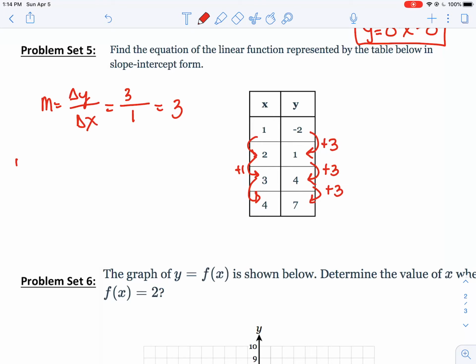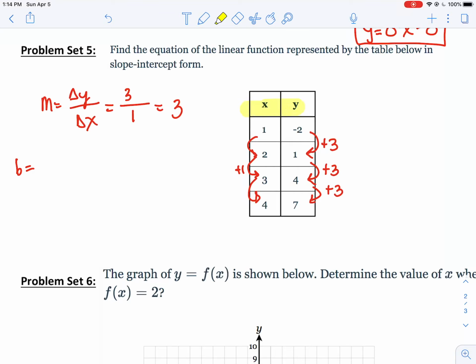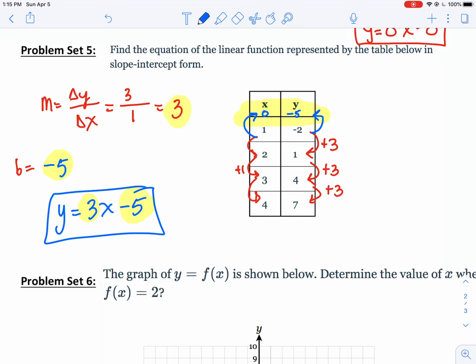Now my beginning value, or my b, is my y value when x is 0. Notice here how I don't have a 0 in my table, but I can go backwards in my pattern and hit 0. So I have to go backwards in my y pattern. So -2, go backwards 3 gives me -5. So my b value is -5. So then my equation is y equals 3x minus 5, because your m goes in front of the x and your b goes in the back. Okay, so that would be my final answer there.